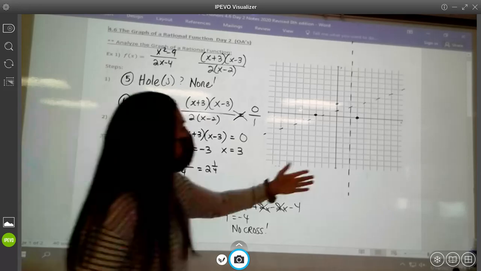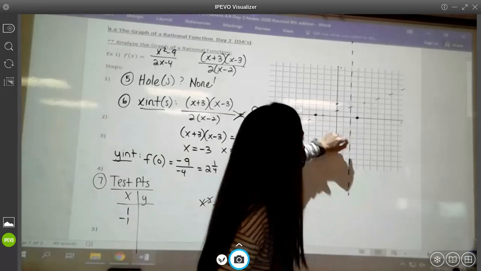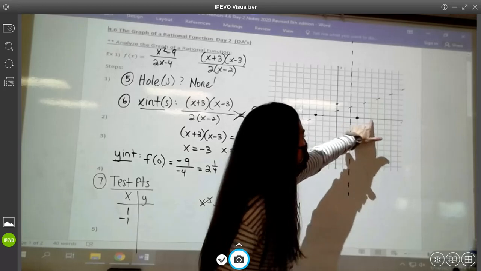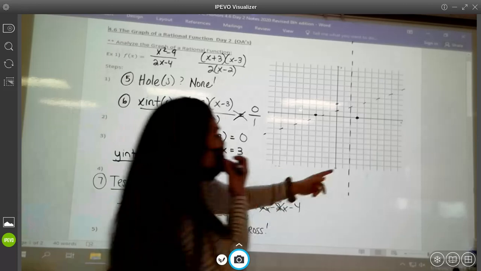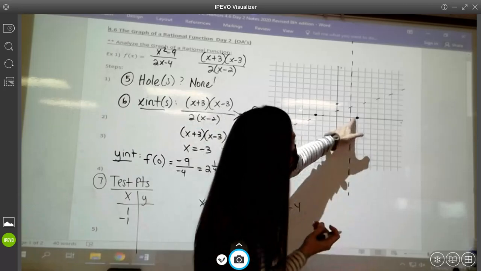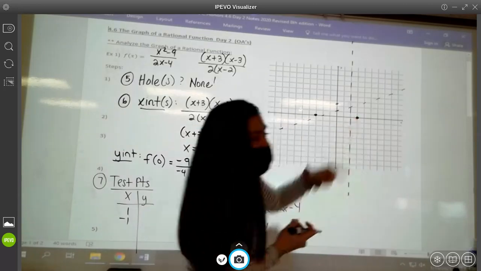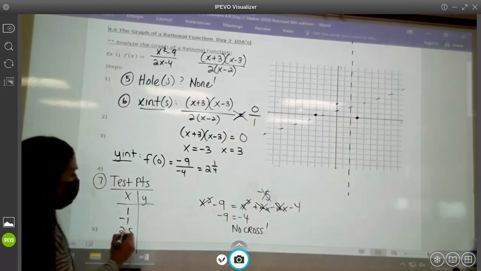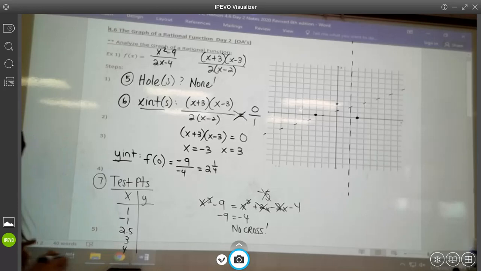All right, maybe you already know what's happening when x is 3. Maybe plug in 4, maybe plug in 5, maybe plug in 6, maybe plug in 2.5 to figure out what's happening right before that x-intercept. It's up to you until you figure out how many points you need to get a legit picture of this graph.